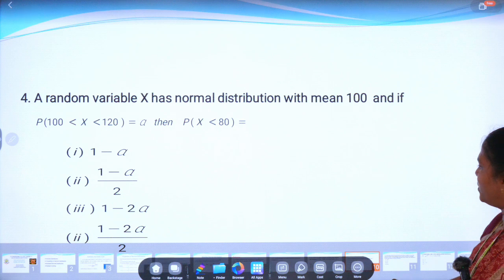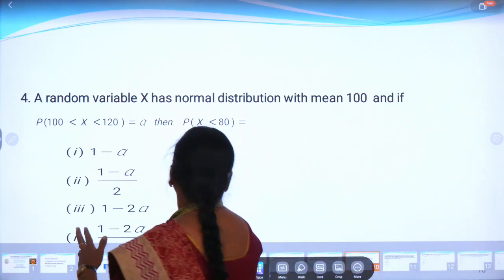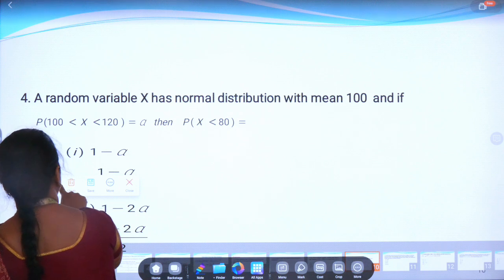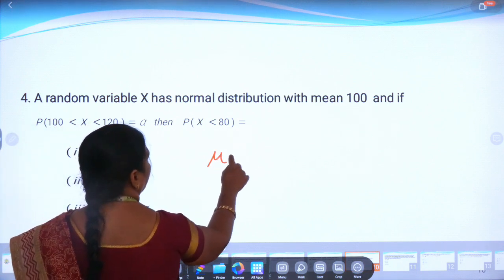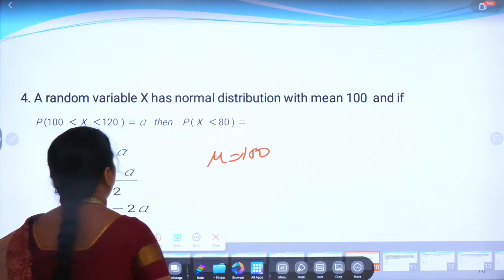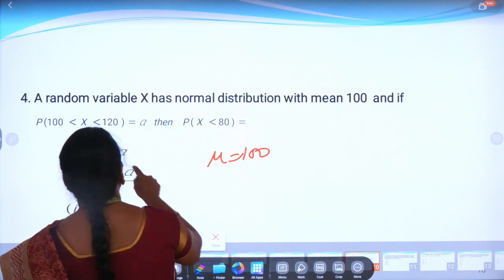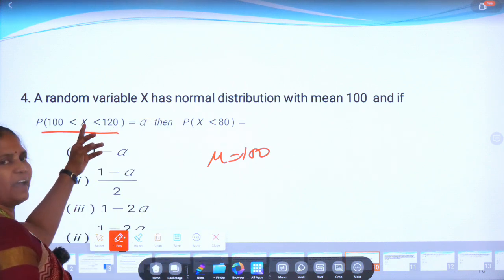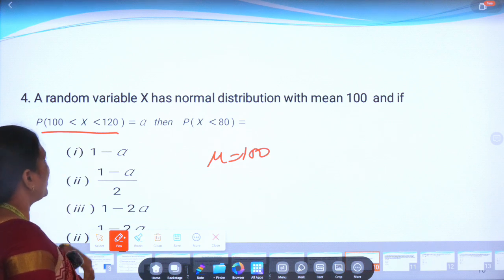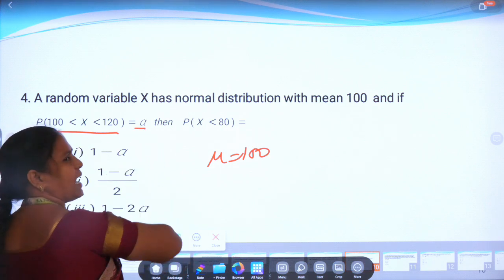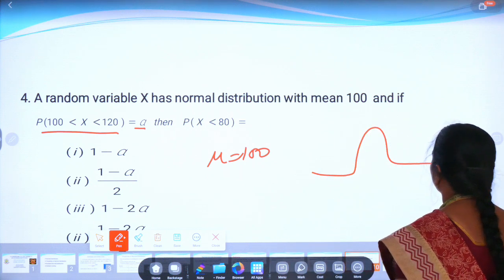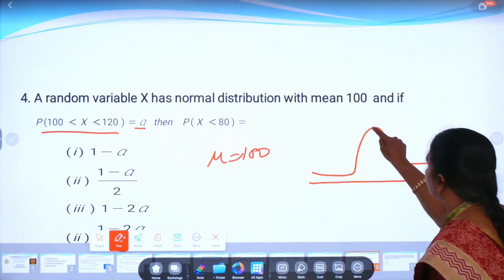So what is the fourth problem? A random variable x has a normal distribution. In this problem also they have given the mean as mu equal to 100, and they have given the probability of x less than 120 as alpha. Which means we are going to draw the normal curve. Here the mean is given as 100.